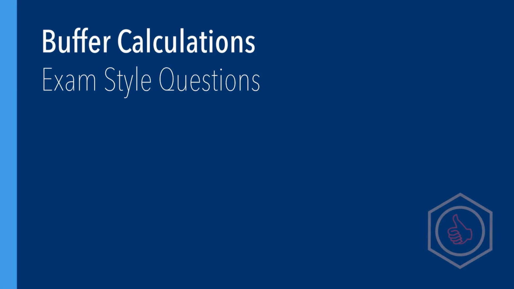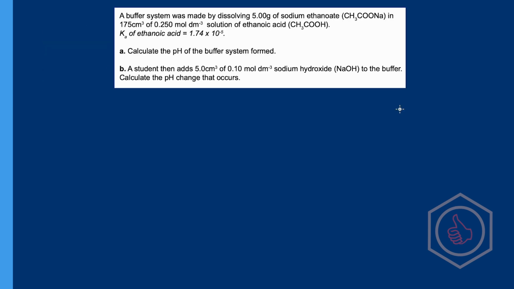In this video, we're going to go through some example exam-style questions for buffer calculations. Okay, so a buffer system was made by dissolving 5 grams of sodium ethanoate in 175 cm³ of 0.250 mol per dm³ solution of ethanoic acid, and we're given the Ka of ethanoic acid of 1.74 × 10⁻⁵. Calculate the pH of the buffer system formed.